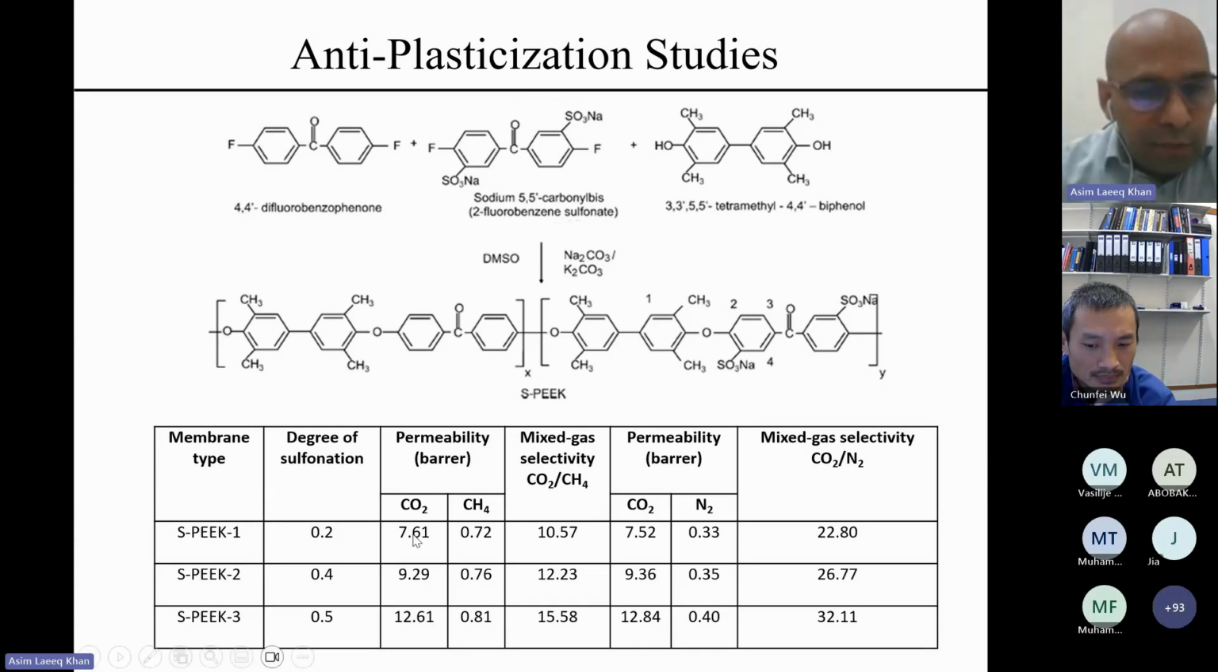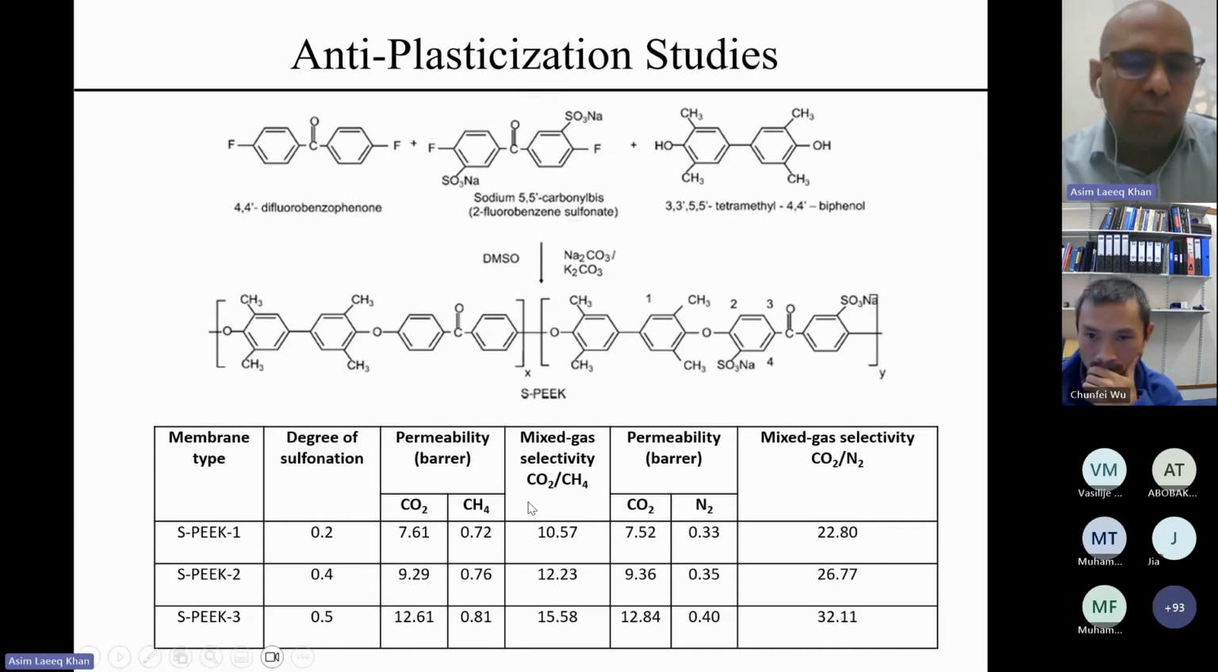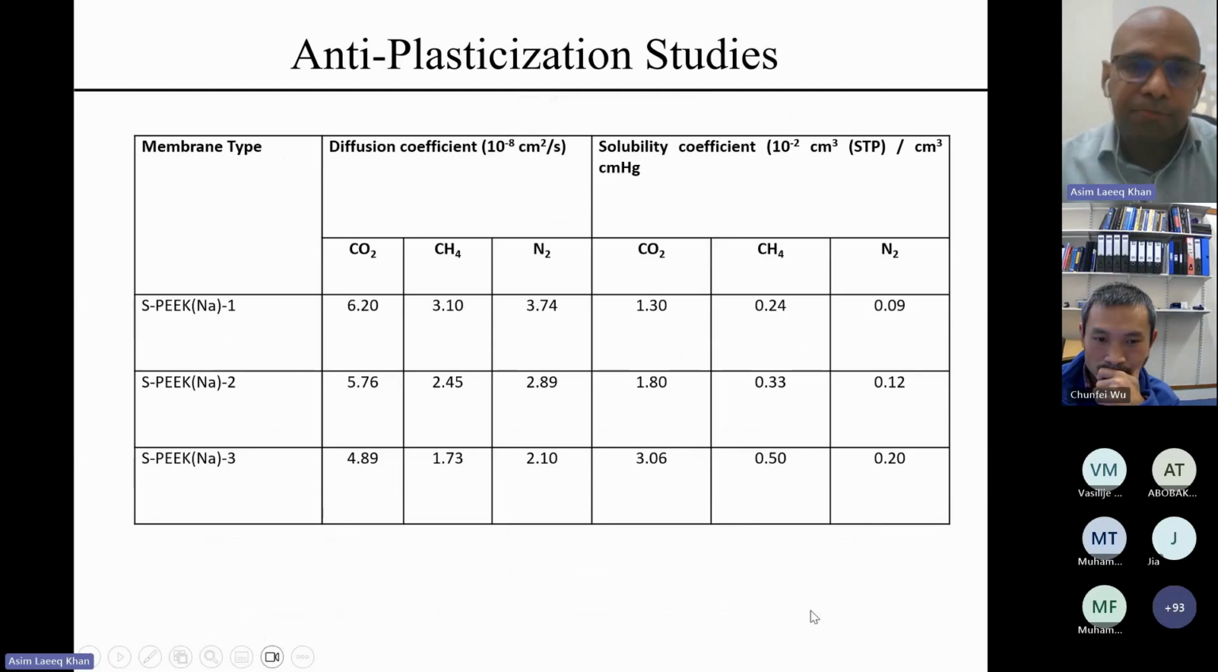We were able to achieve very high permeabilities as we increased the degree of sulfonation, and at the same time the selectivities for CO2 and methane and CO2 and nitrogen were also increased. It was a very surprising result, because with this sulfonation we expected polymer rigidity, which would lead to lower permeabilities. But actually, if you see, the trade-off doesn't exist. We see a simultaneous increase in permeabilities for CO2 as well as selectivities.